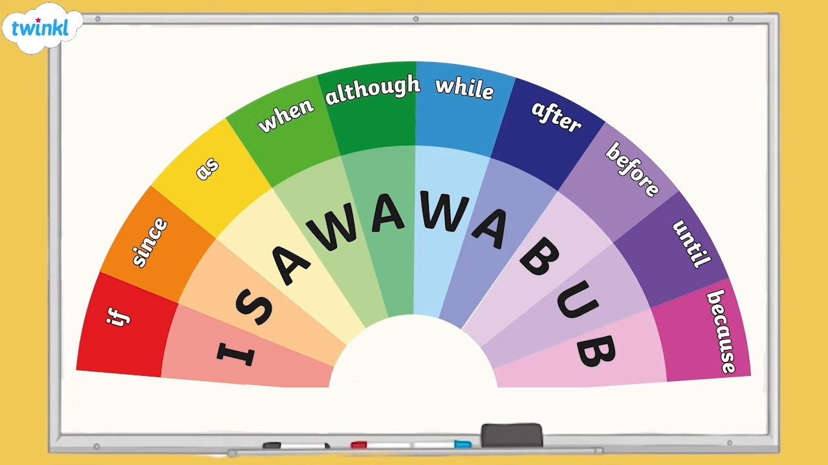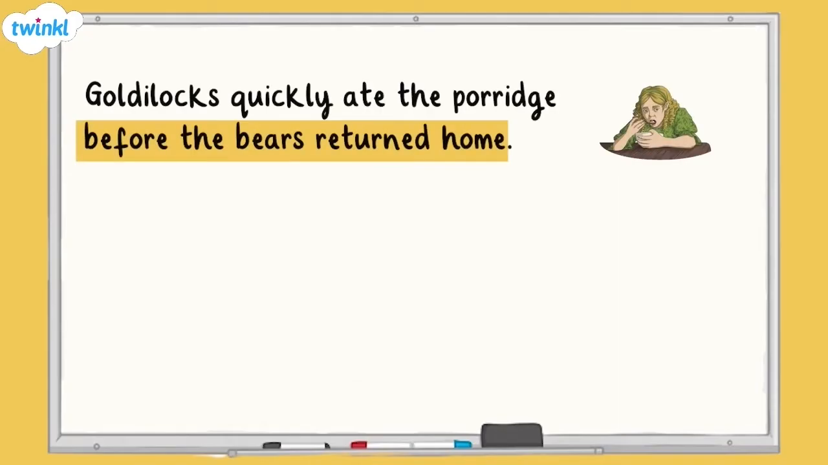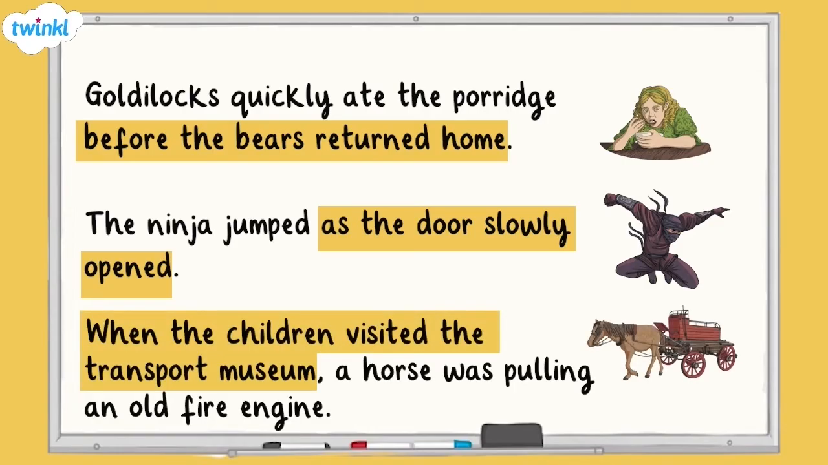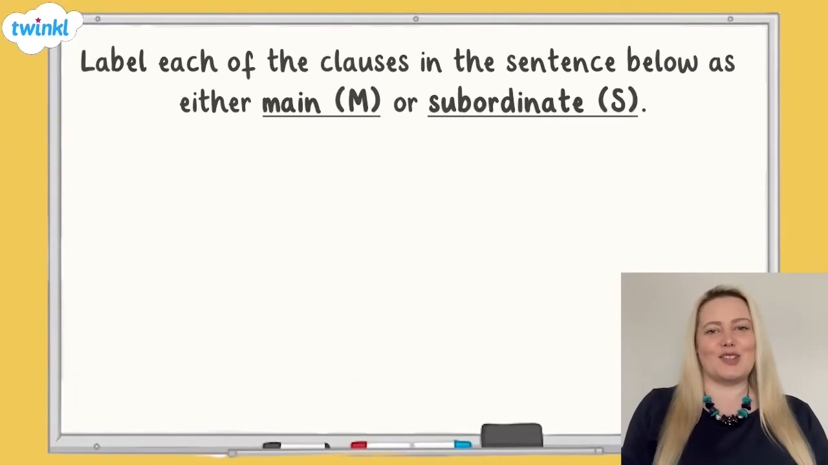The main subordinating conjunctions can be remembered by using the acronym I saw a wabub. For example, Goldilocks quickly ate the porridge before the bears returned home. The ninja jumped as the door slowly opened. When the children visited the transport museum, a horse was pulling an old fire engine. Both main and subordinate clauses contain a subject and a verb. When recognising them within sentences, it's important to remember that a main clause makes sense on its own, while a subordinating clause doesn't. Let's take a look at the first question.